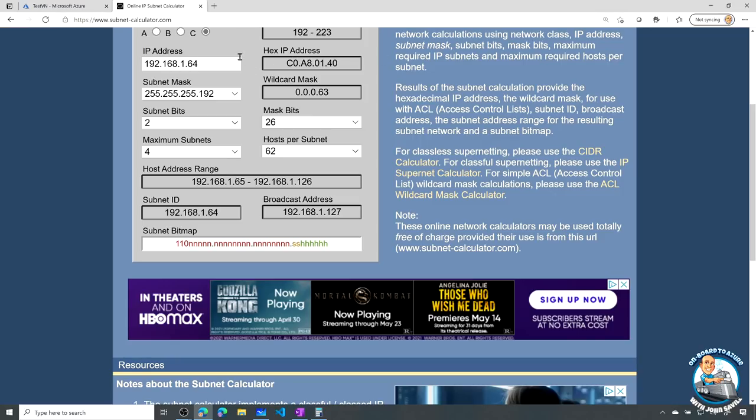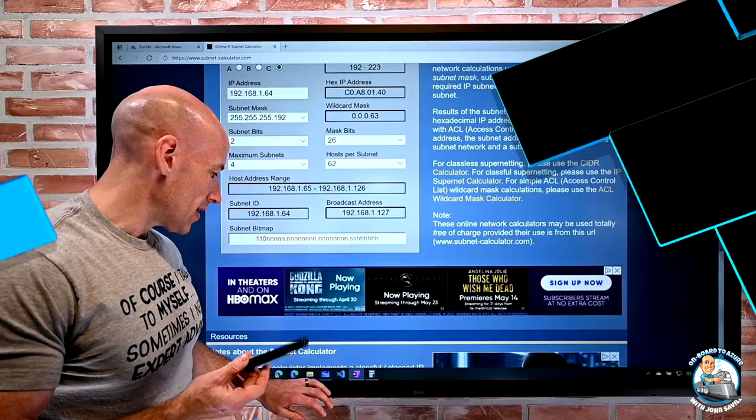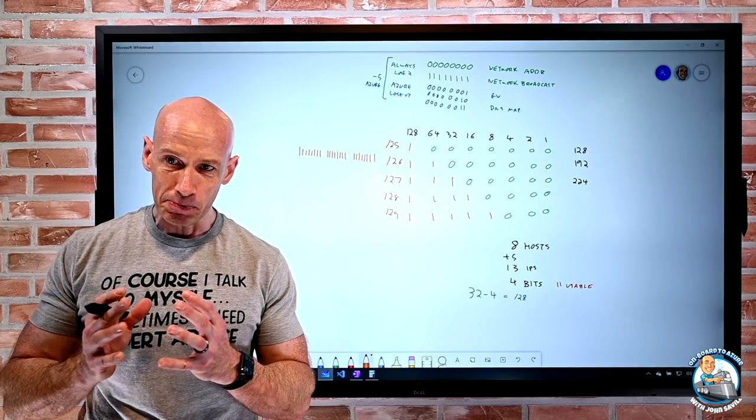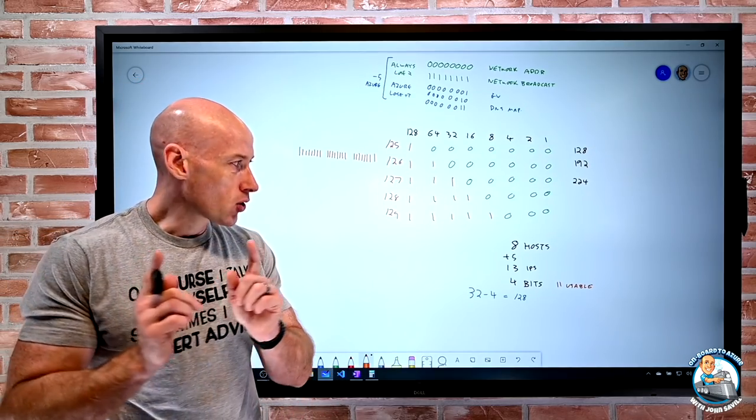So this is where it gets more complicated, because it's not just these nice whole round numbers. What we're used to thinking of as part of the host now becomes part of the network, and it's all this weird binary that computers happily do behind the scenes. As human beings, it's not quite so friendly. But let's look at that.